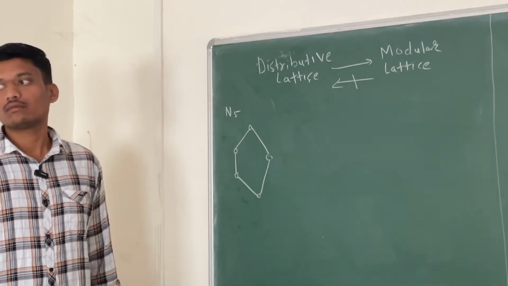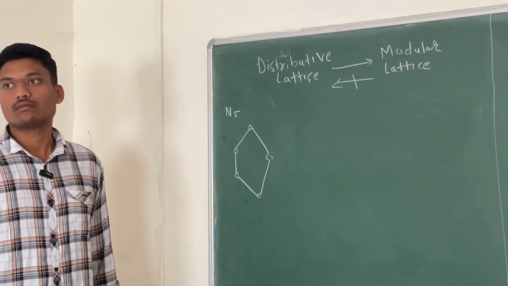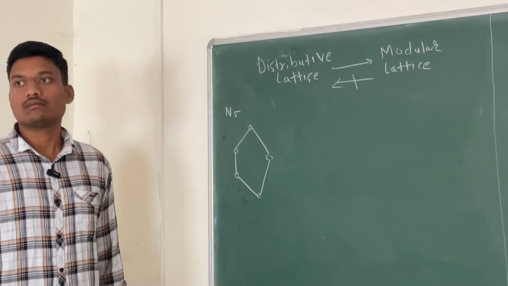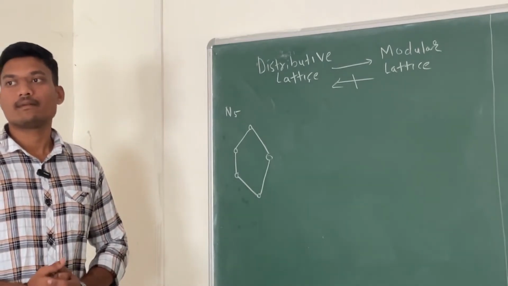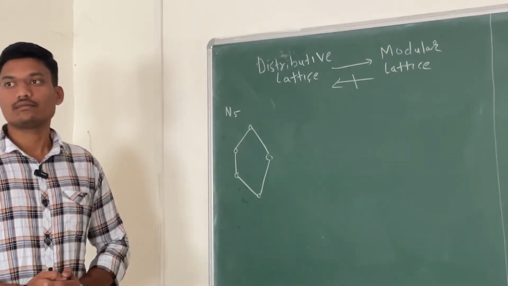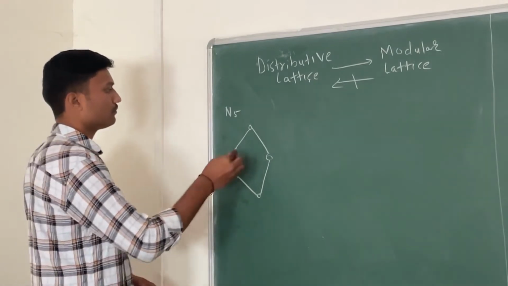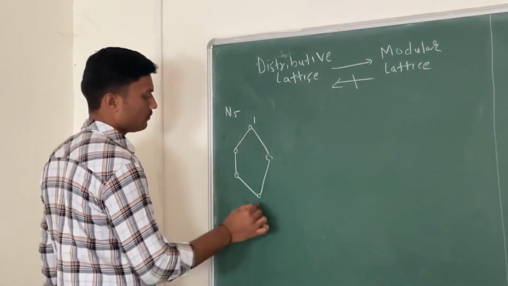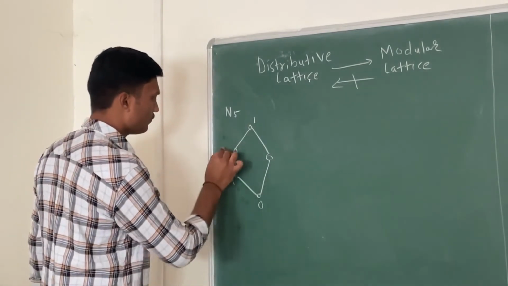It is for any 3 distinct elements. You take any 3 different elements, then it should satisfy. If you are taking 2 same elements, you are only checking for 2 elements.